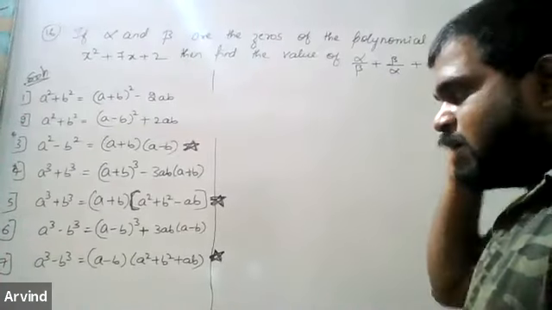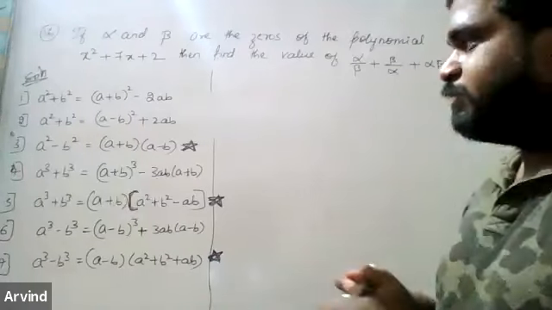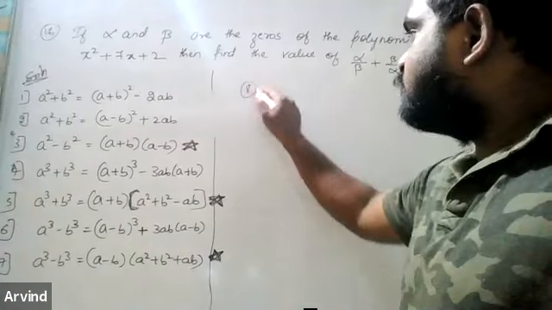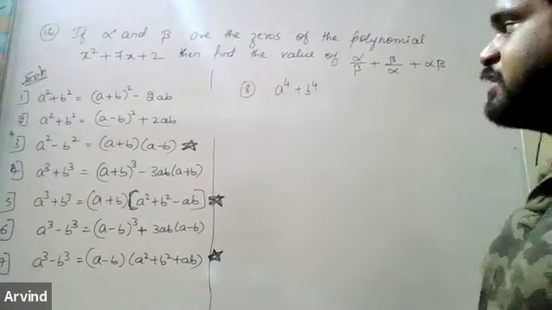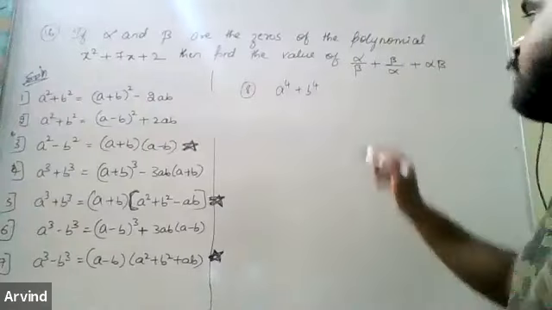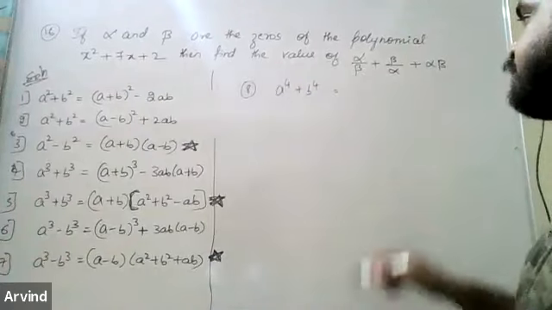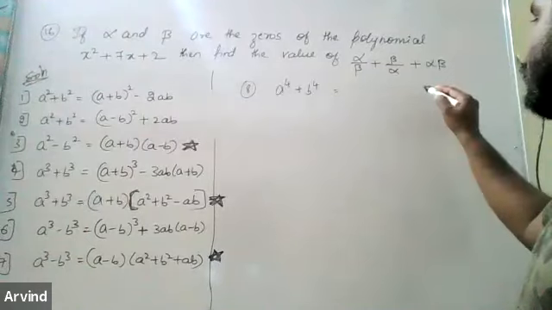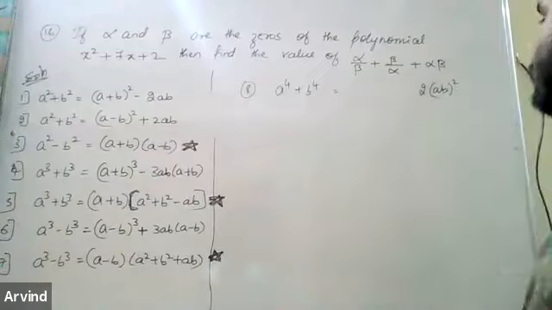Yeah, a cube minus b cube is a minus b, a square plus b square plus ab. Okay, there is one more formula I'll give you directly. The formula is a power 4 plus b power 4. Okay, just a second. It will be 2ab the whole square.